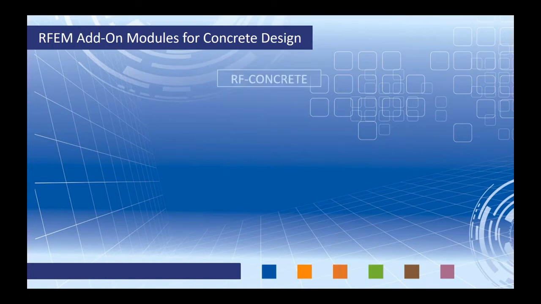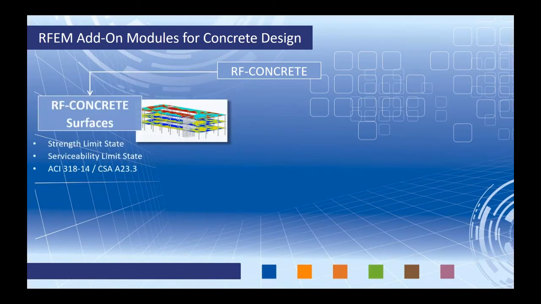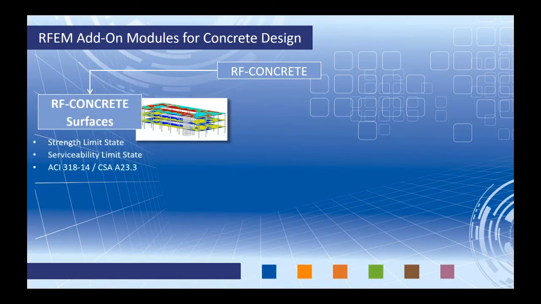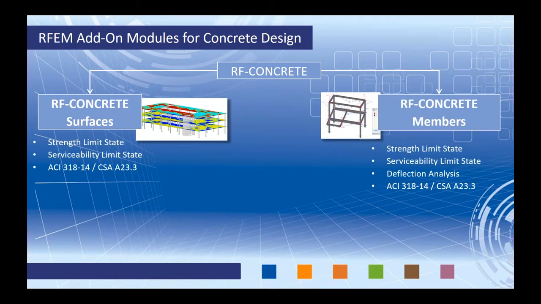Now, in turn, we have our RF-CONCRETE modules within RFEM. This consists of two separate modules. The first is RF-CONCRETE Surfaces. This allows us to run a strength and serviceability limit state design for 2D surfaces, whether that's elevated slabs or wall elements. And this includes design per the ACI, the CSA standard, as well as several other international standards. The second module is RF-CONCRETE Members. This allows you to run, again, both strength and serviceability limit state design. We can include deflection analysis here for serviceability according to the ACI, CSA, and international standards for 1D members, so beams and columns.